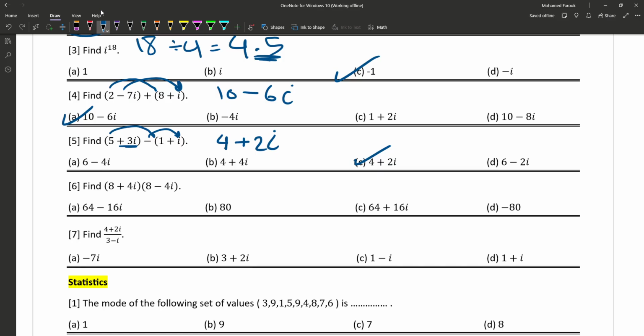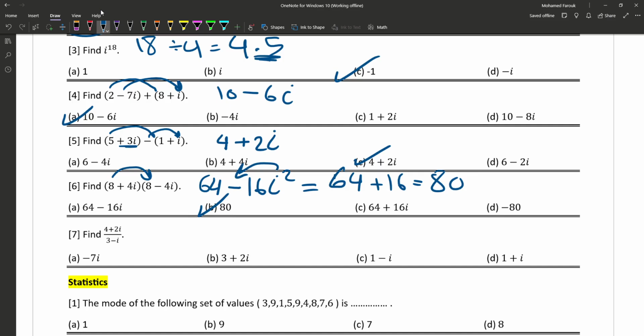Next one, this is a multiplication, and they are conjugate numbers, so you can multiply them in an easy way, first by first, second by second. So 8 times 8 equal to 64. Positive 4i times negative 4i will give you negative 16i squared, and of course i squared is negative 1, we already know it, so it will change its sign. It will be 64 plus 16, which will give you 80.